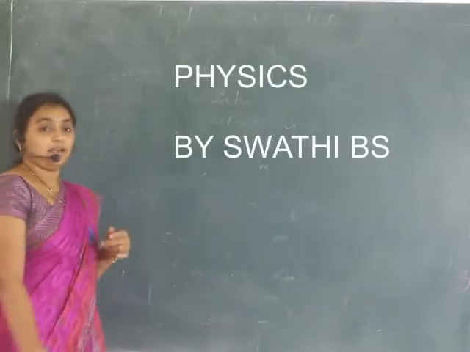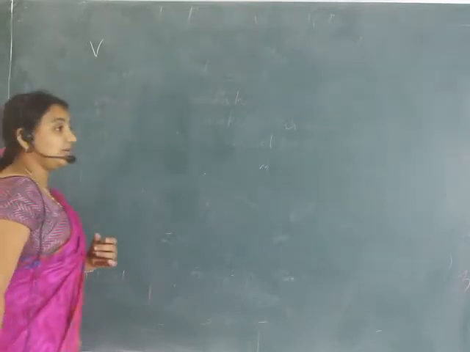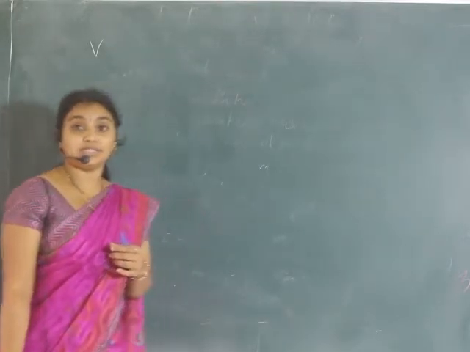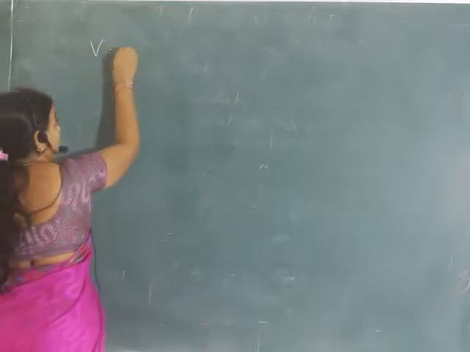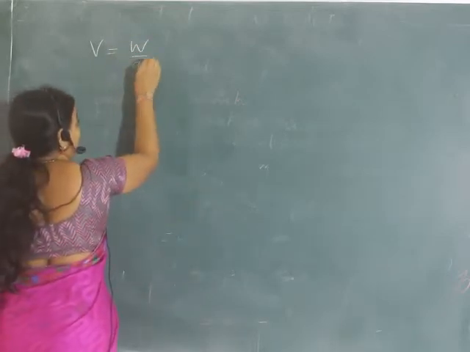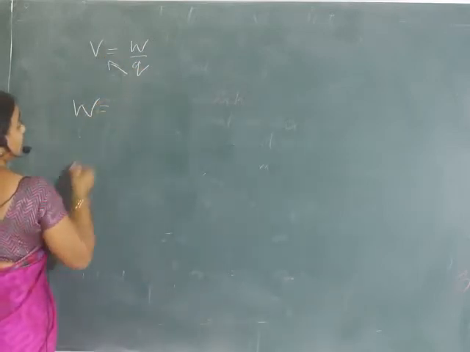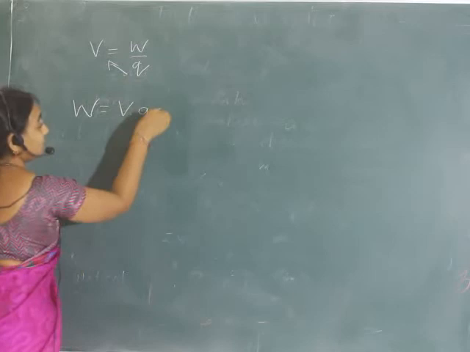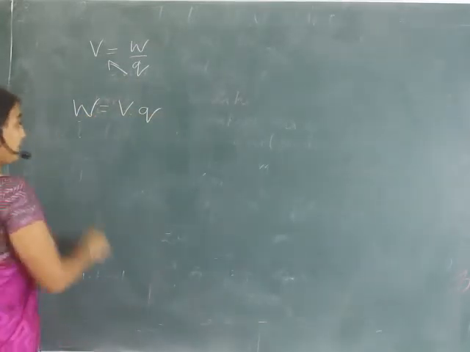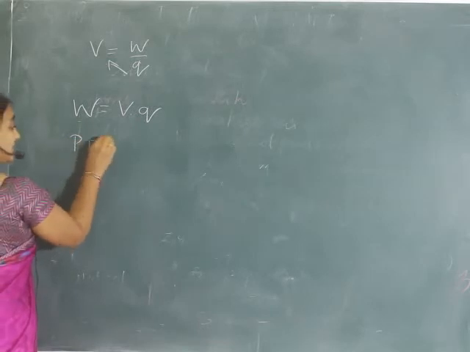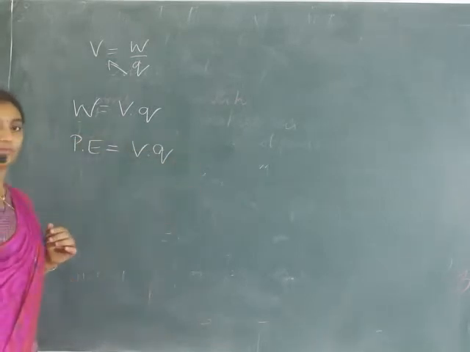In our previous class, we learnt that potential is nothing but work done per unit charge in bringing it from infinity to that point. Correct? So we came to know that work done is equal to V into Q. This work done is stored in the form of potential energy. So potential energy is equal to V into Q.